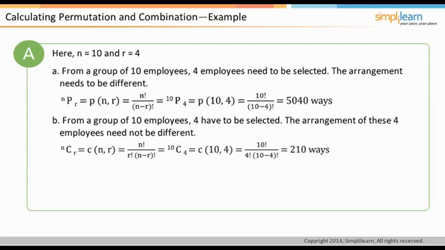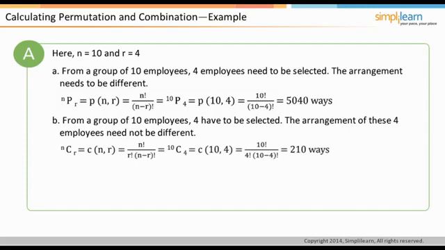10P4 equals P of 10 and 4 equals 10 factorial divided by 10 minus 4 factorial equals 5040. Therefore, the 4 employees can be selected in 5040 ways.